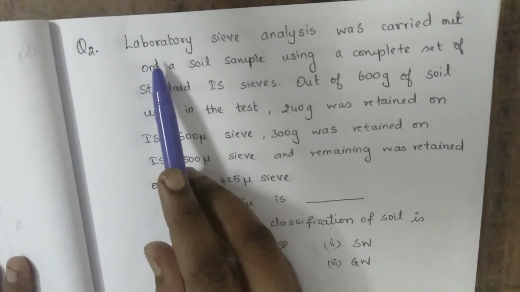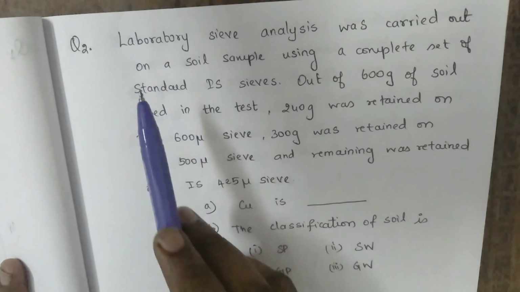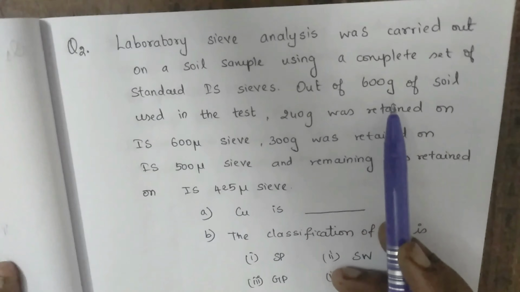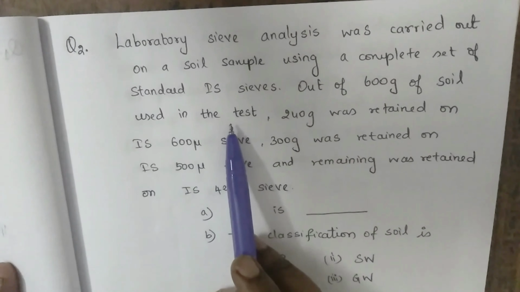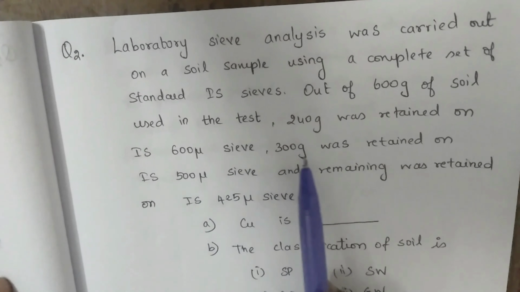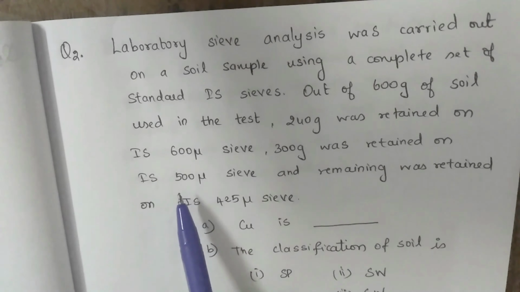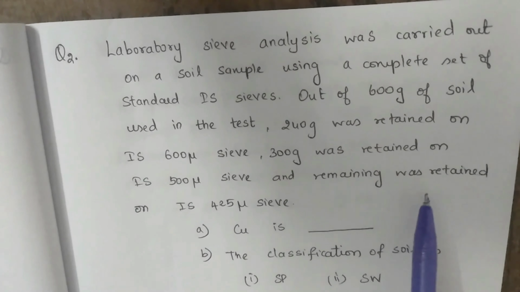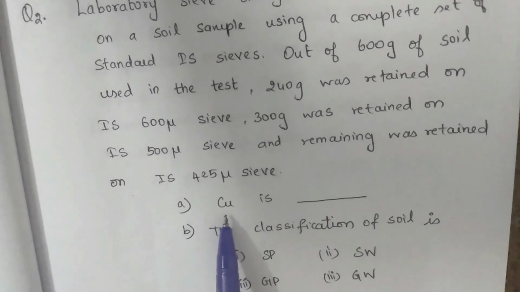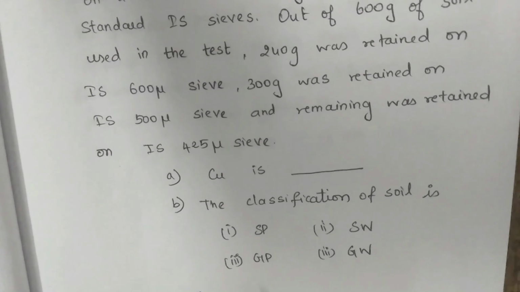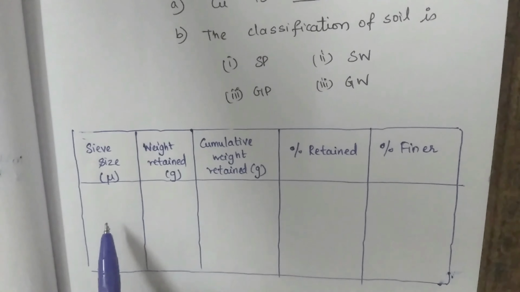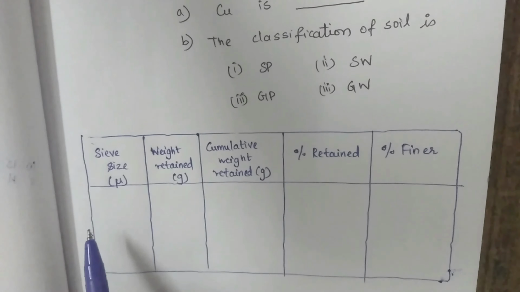Question 2. The laboratory sieve analysis was carried out on a soil sample using a complete set of standard IS sieves. Out of 600 grams of soil used in the test, 240 grams was retained on the IS 600 micron sieve, 300 grams was retained on the IS 500 micron sieve, and the remaining was retained on the IS 425 micron sieve. So they have asked us to find the value of Cu and classify the soil. Let's quickly see the table that will help us classify the soil.